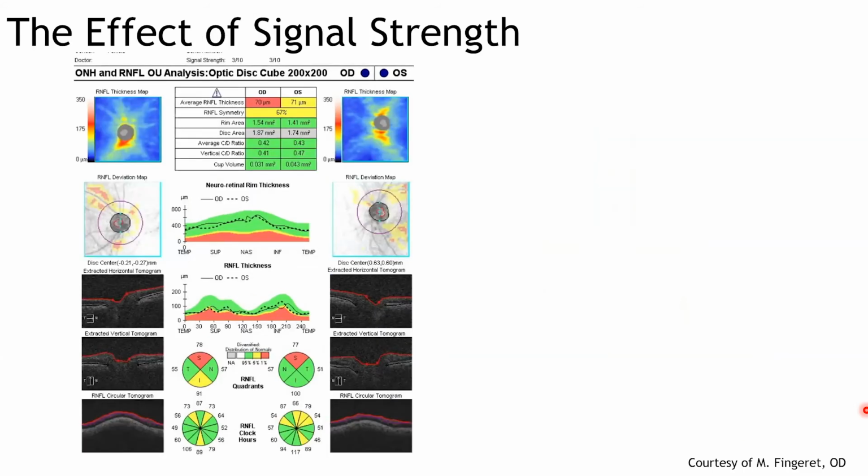Murray Fingerette gave me this case. It's a nice example of the effect of signal strength and how this can masquerade as glaucoma. If you look over here, you can see, we talked about this before, that we've lost the saturation of the colors superior. And in both eyes, they don't have that real robust red and yellow appearance to them. There is a wedge defect here. There are wedge defects over here as well.